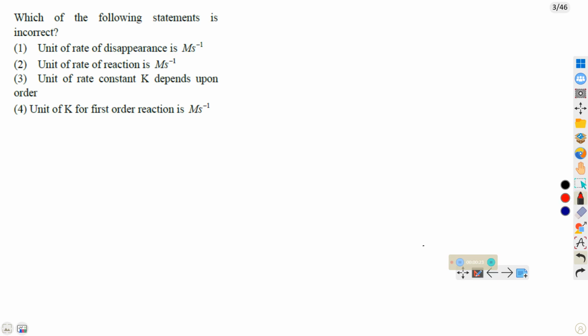Which of the following statements is incorrect? The fourth statement is incorrect. How? For an nth order reaction, the units of K are mole^(1-n) liter^(n-1) second inverse.